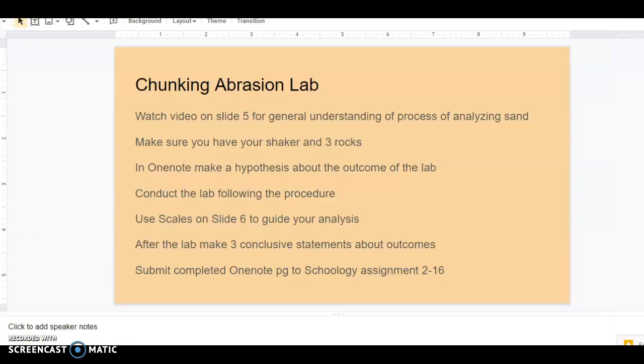So again, what I've done is I've tried to chunk this lesson for you. Watch that video up on the slides, I think it's slide 3 or something. Then make sure you've got your shaker and your rocks. And then in OneNote, make your hypothesis and then conduct the lab. Use the scale on slide 6 to guide your analysis. After the lab, make your 3 conclusive statements and then submit the whole thing to Schoology.